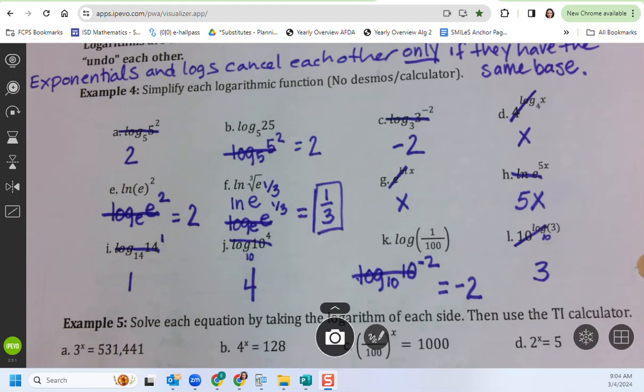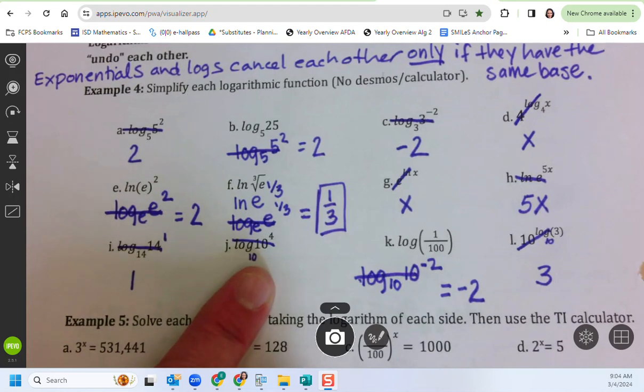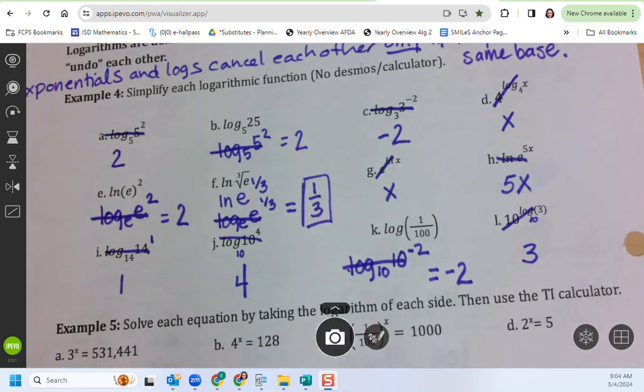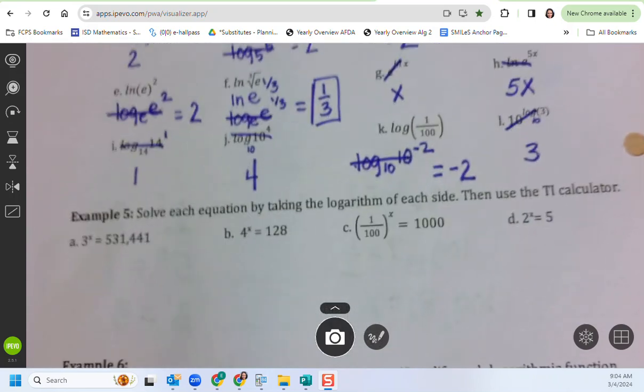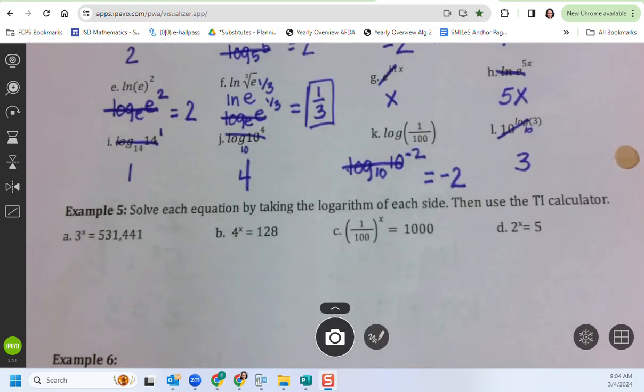When I write log 10 to the 4, like problem J, remember that I'm not multiplying. Often you're used to seeing things next to each other, and that means we're multiplying those two things together. We're not multiplying. Logarithm is a completely different function that we're applying to that 10 to the 4. And we're doing that because a logarithm is an inverse of an exponential. But that's one thing to keep straight in your head, is that we are not multiplying.